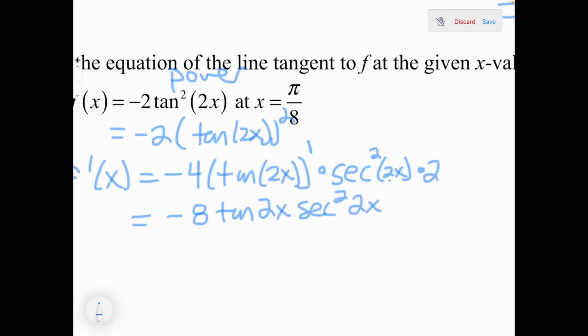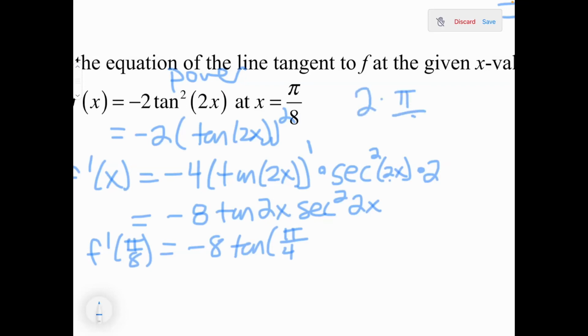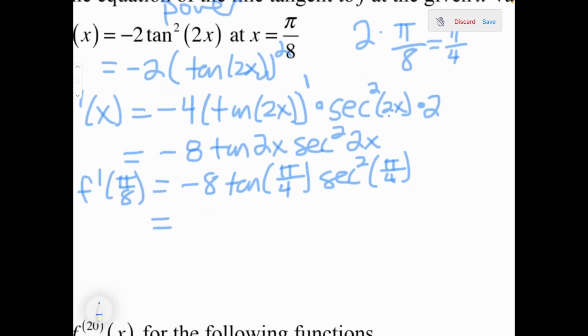We plug in pi over 8 to find the derivative at pi over 8. We get -8 times tangent of 2 times pi over 8, which is pi over 4. 2 times pi over 8 is pi over 4. And then secant squared of pi over 4. If you remember your values from the unit circle, tangent of pi over 4 is 1.